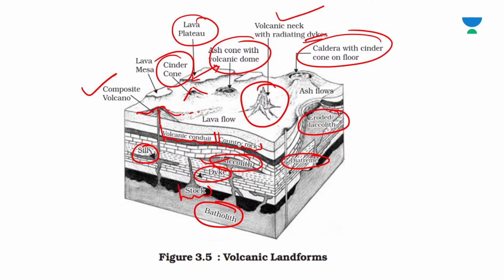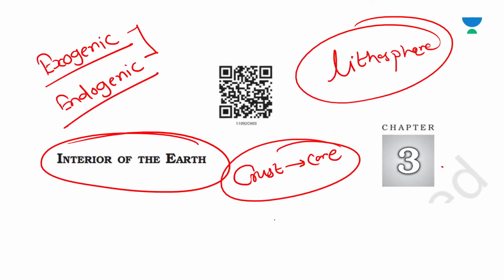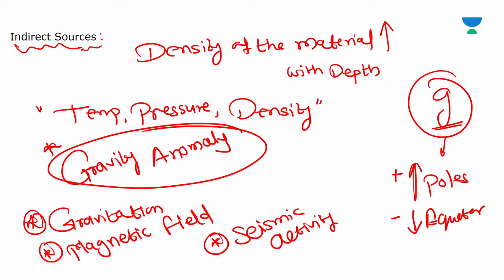Now, friends, this is about the dikes. So today we have discussed about the interior of the earth, where we have discussed the introductory part, then sources of information about the interior, then direct sources, indirect sources, and we discussed gravity anomaly.